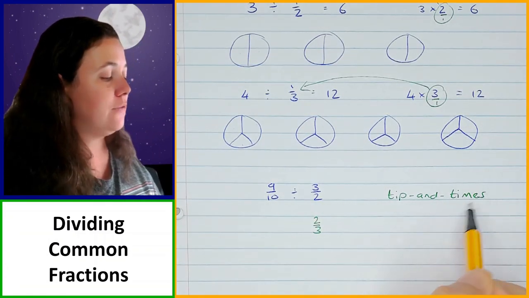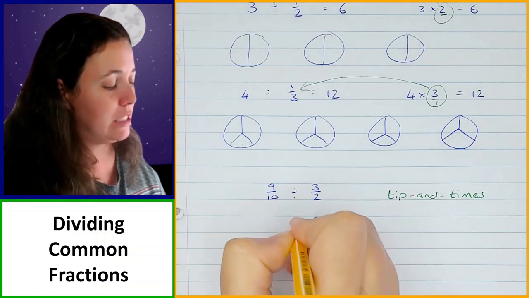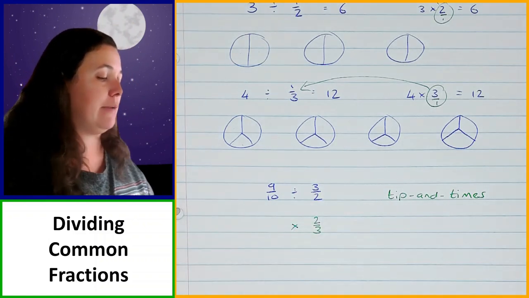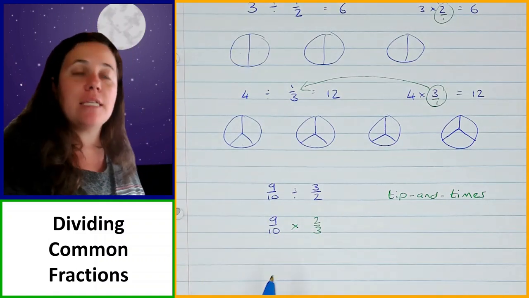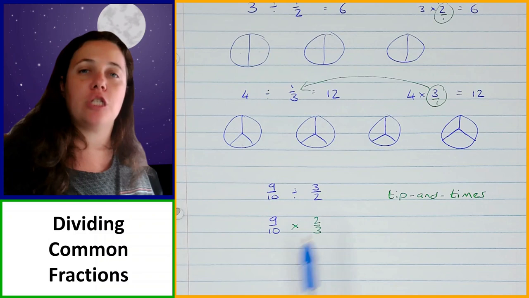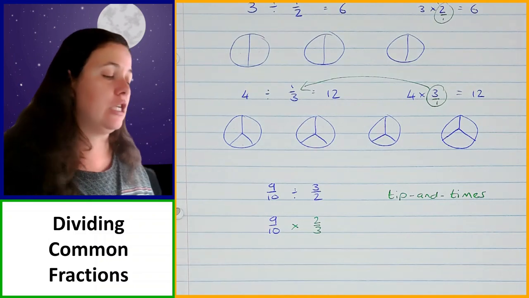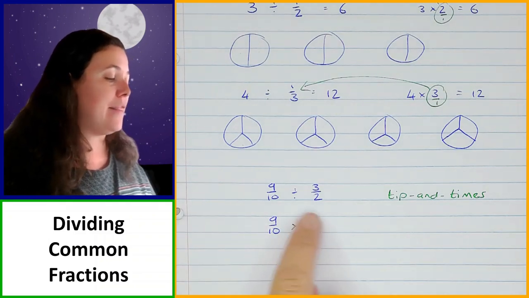And we change the divide sign to a multiplication sign with times. So we're going to tip and times. This fraction stays as it is. It hasn't changed. The only things that change are the divide sign and the fraction straight after it. The fraction straight after it flips over. Okay, and then we're going to go and simplify.